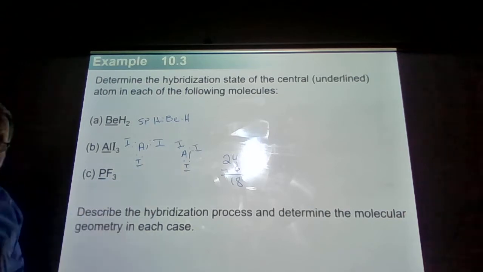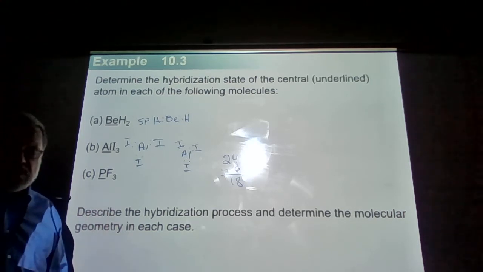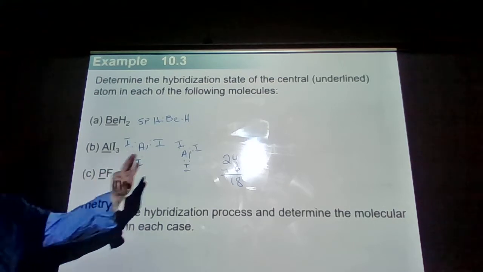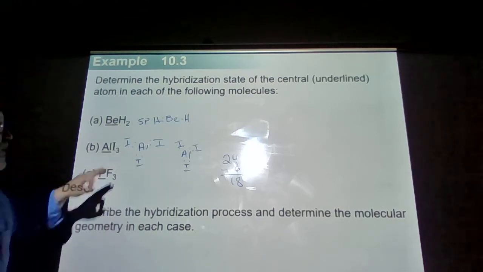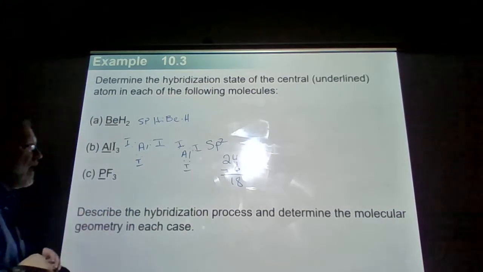So are there any unpaired electrons on aluminum in the aluminum iodide Lewis dot structure? No. How many things are bonded to your center atom? 3 atoms. So your aluminum here is sp2 hybridized.